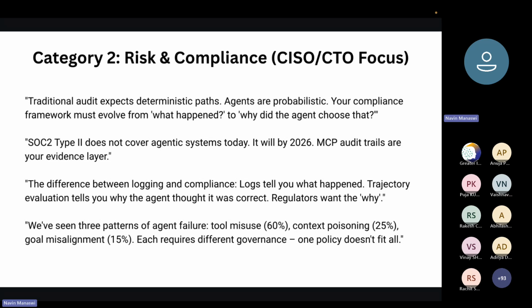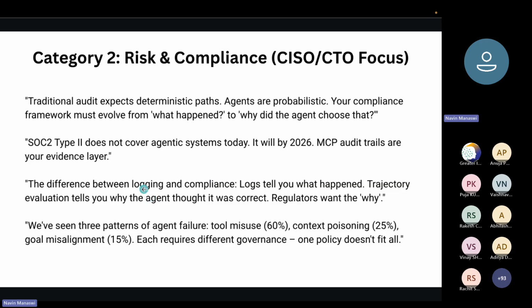Okay, I'll show you the other aspect: risk and compliance, the CISO and CTO focus. Traditional audit expects deterministic paths. Agents are probabilistic. For example, LLMs are probabilistic; an LLM cannot give the same answer all the time. So our compliance framework must evolve from what happened to what the agent chose. For example, governance and compliance are generally futuristic. They always have inbuilt logic which tries to understand why we should do it this way, not that way. Compliance generally has logic inbuilt to prevent a lot of accidents. So there is a big difference between logging and compliance.